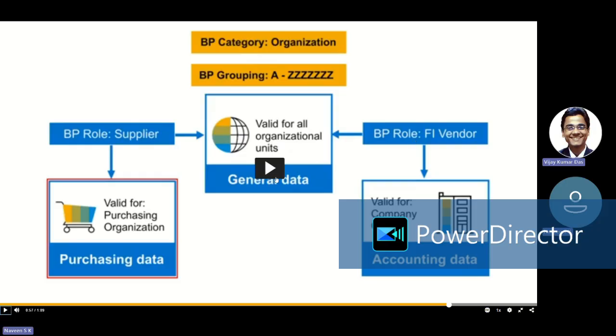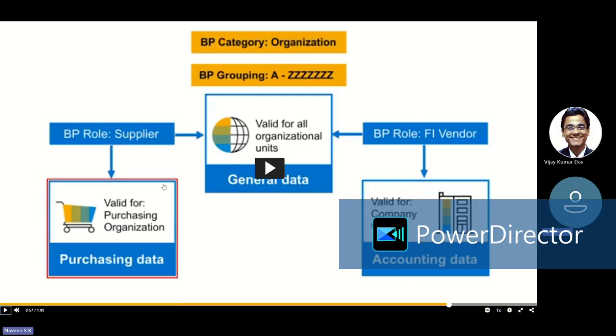Generally we will have general data. General data will be valid for all org levels. It's not specific to supplier or FI vendor, FI customer. So this may be related to all org data. Okay, that is general data. That may be a vendor address. Those details come under general data.